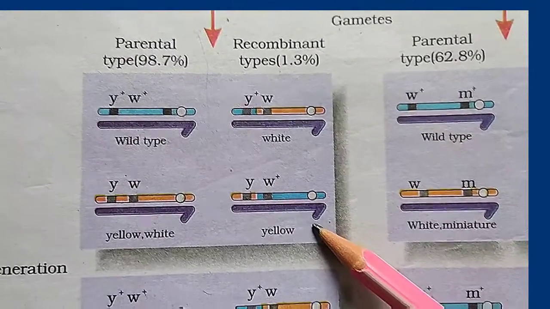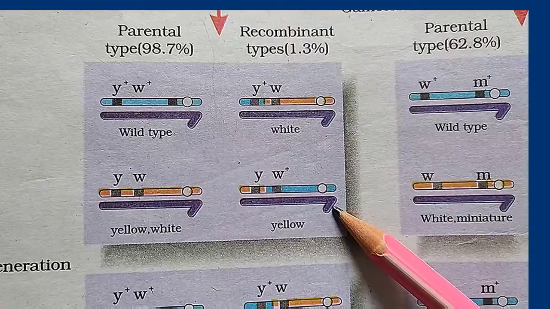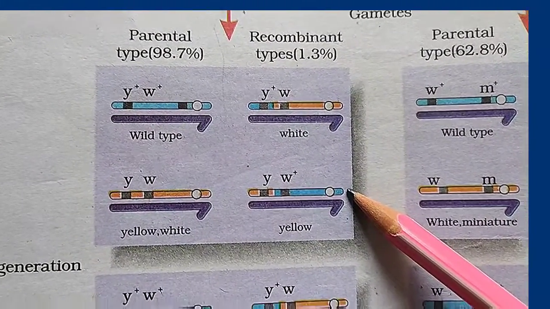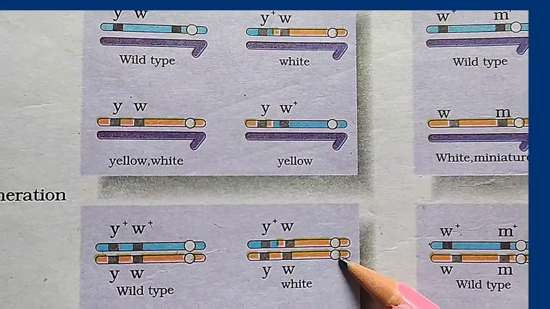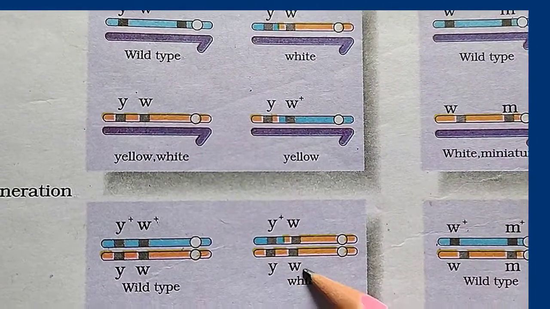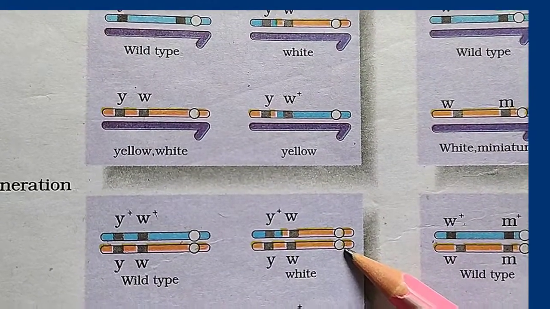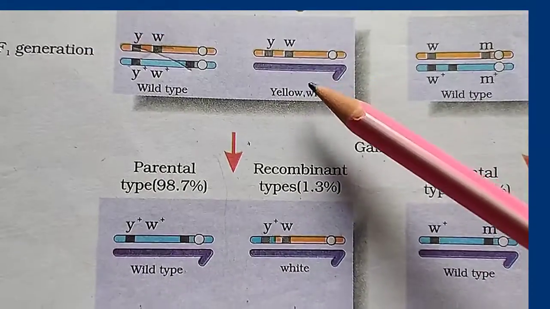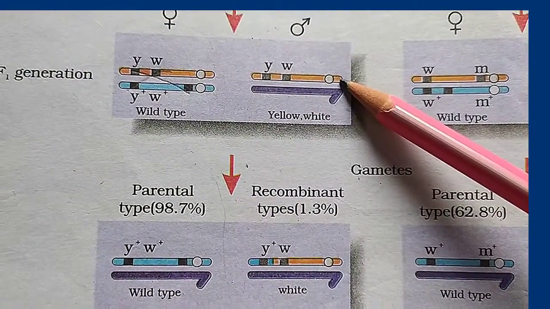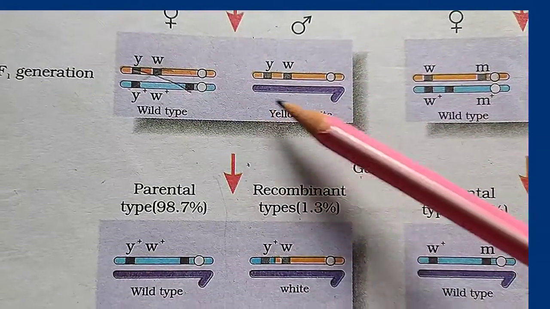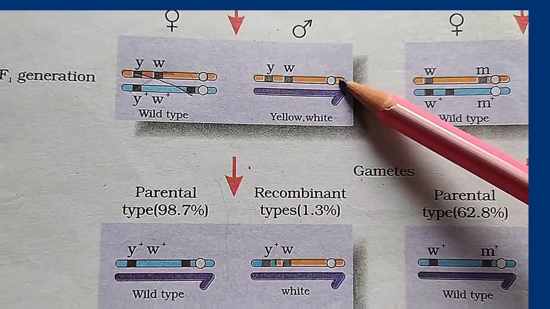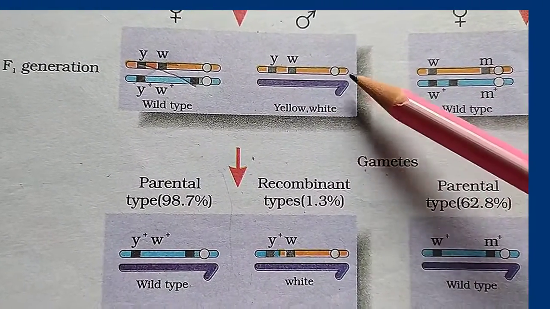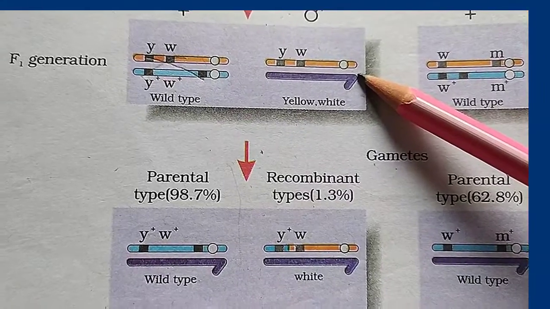So this Y chromosome is from father. This X chromosome is from mother after crossing over. This X chromosome which carries y w genes is from father. Actually, in male there is no crossing over. Y chromosome and X chromosome are not crossing over because they are not identical chromosomes. They are not homologous.